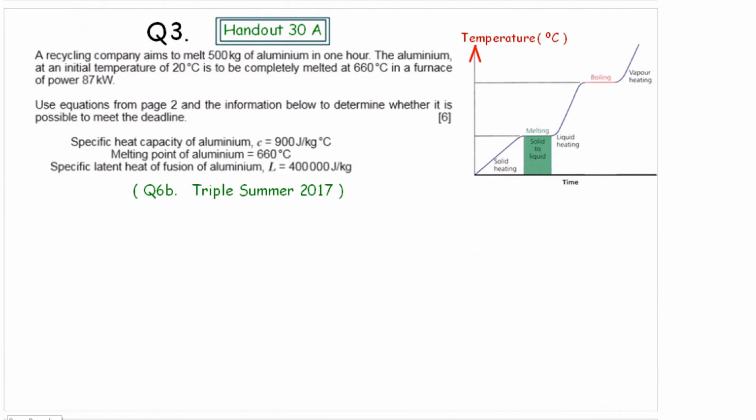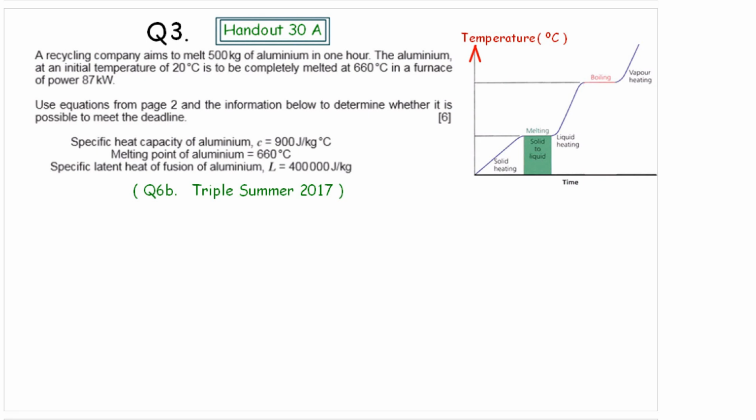Final question today. We've got a recycling company. It aims to melt 500 kilograms of aluminium in 1 hour. The aluminium is at a start temperature of 20 degrees C and is to be completely melted at 660 degrees C in a furnace with a power of 87 kilowatts. Use equations from page 2, so that's the front inside cover of your exam, and the information below to determine whether it is possible to meet that deadline.